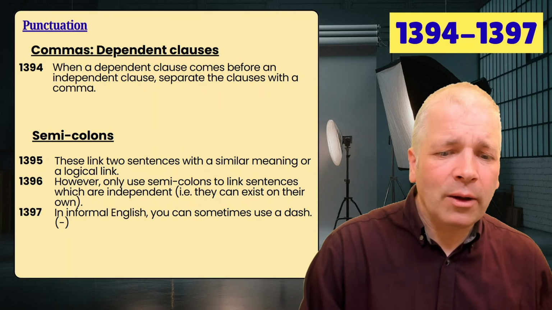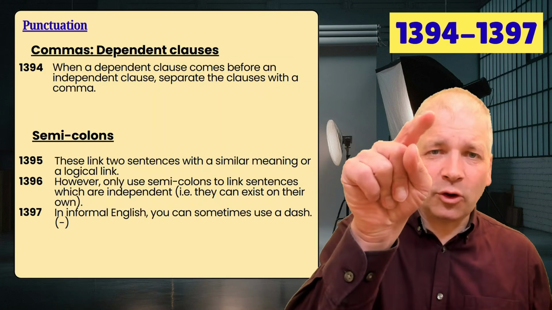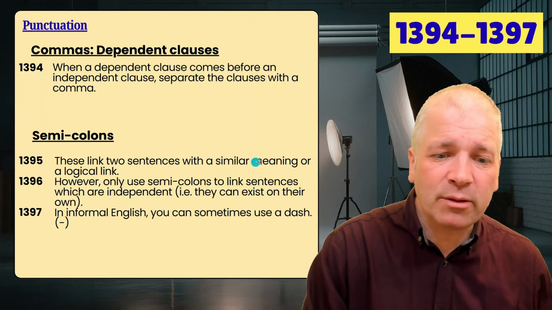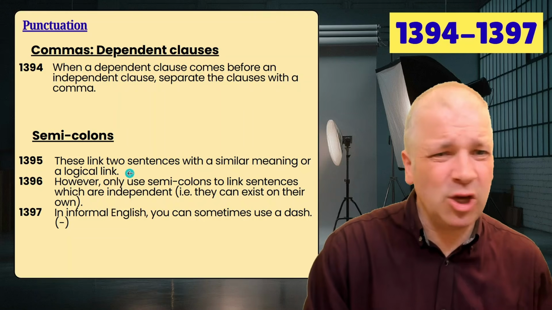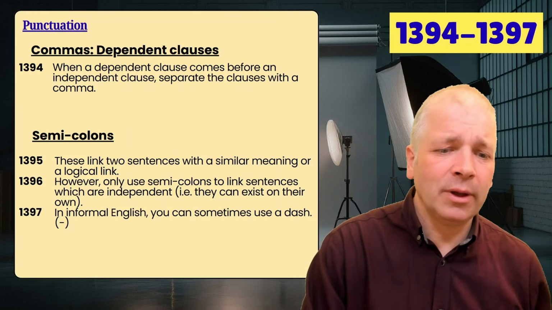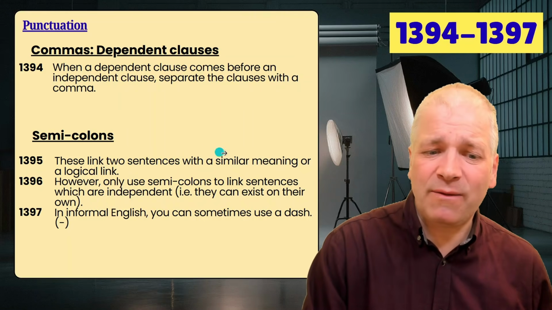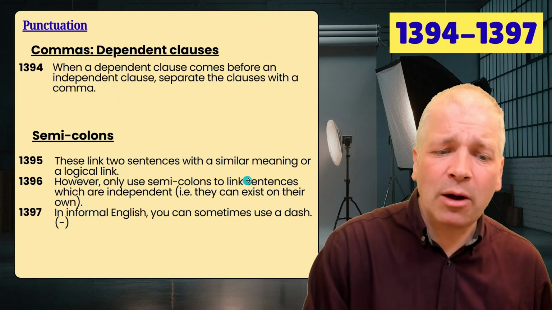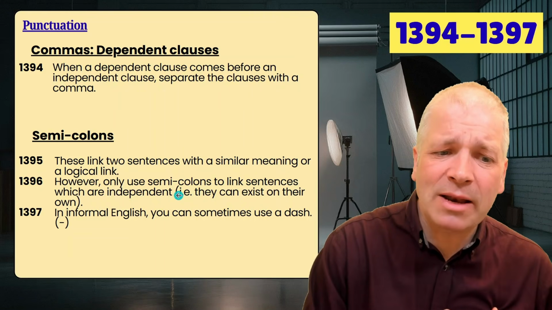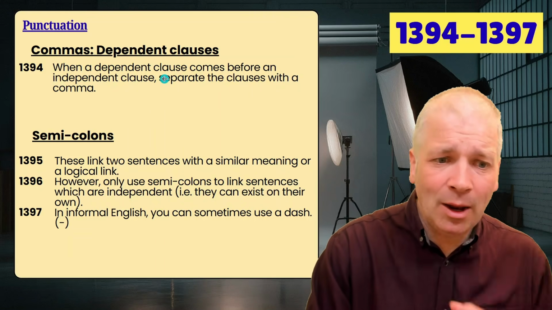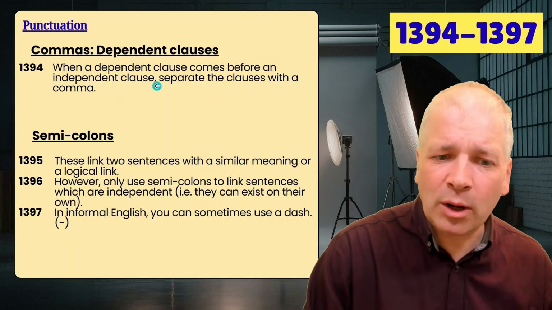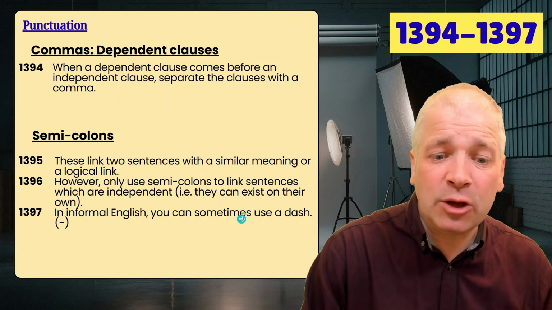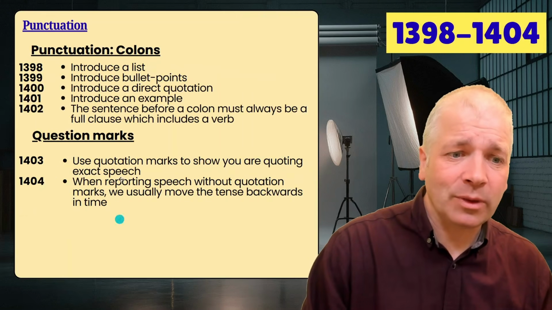Semicolons are where you have one dot at the top and then a comma underneath. These link two sentences with similar meaning or logical link. So you can replace a full stop and use a semicolon instead if there's a similar meaning or logical link between two sentences. But only use semicolons to link sentences which are independent. Well, I couldn't have done it here because one was dependent and one was independent. Now, in informal English, people increasingly use a dash instead.